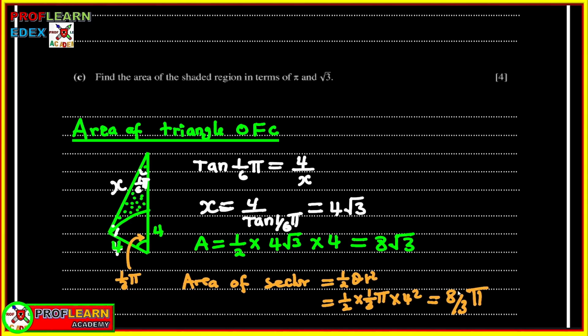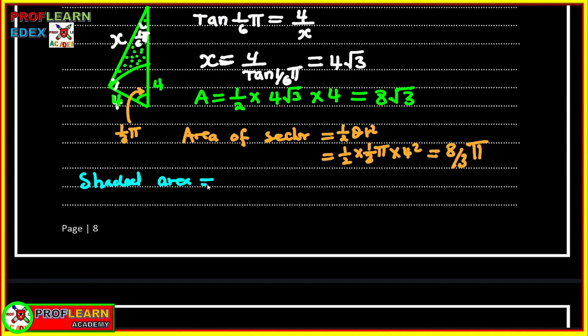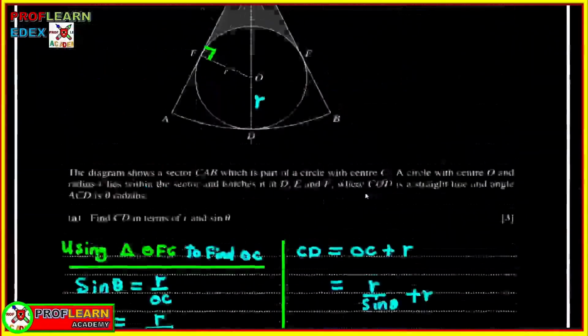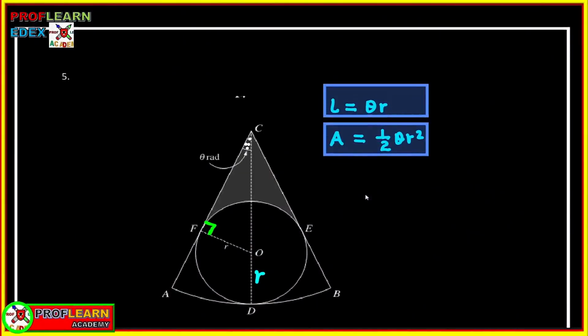Now, in order to get the area of the shaded part, we are going to subtract the 2. Once you have subtracted the 2, then we shall multiply by 2, because the shaded area that we are working out has two right angled triangles, triangle FOC and triangle OEC. So if I've gotten the shaded area of one of the triangles, to get the area of the other one, I need to multiply by 2.